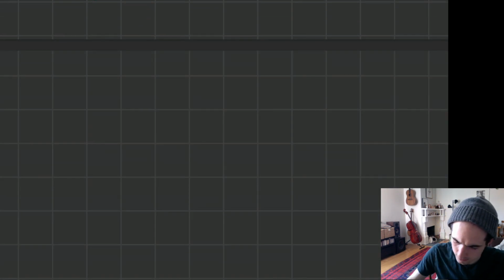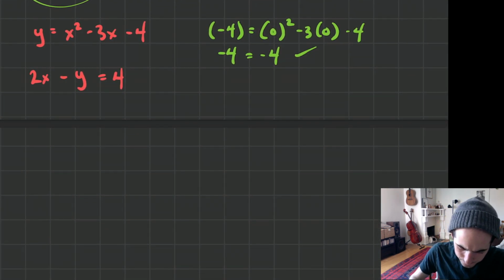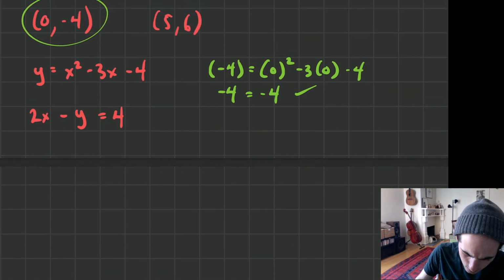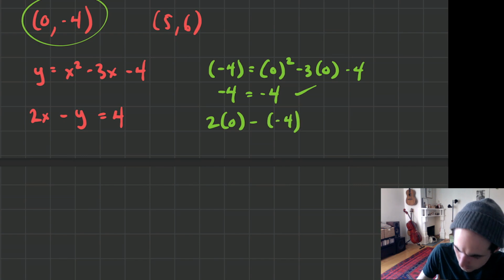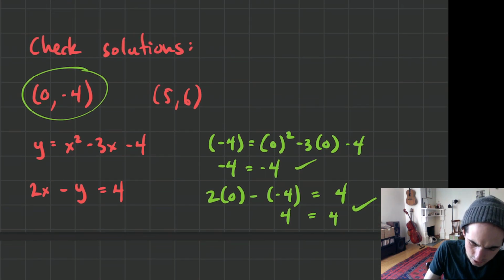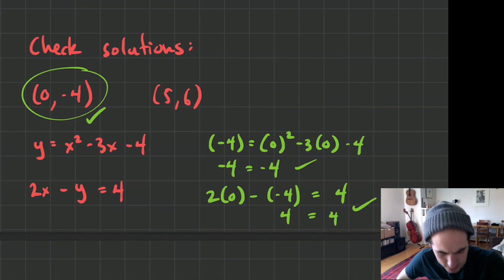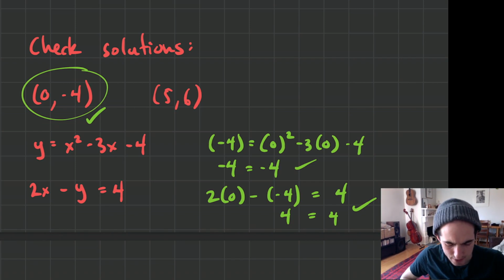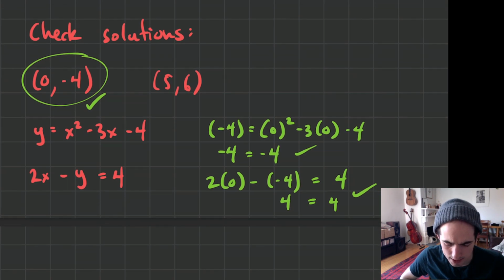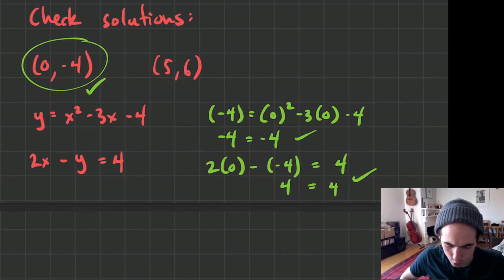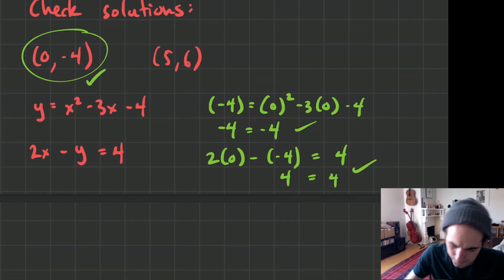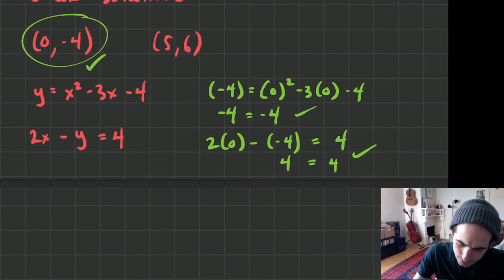Okay, let's try the other one, 2x minus y. It looks like I'm probably going to get cut off here again, so let me zoom out a little bit. Okay, so I've got 2 times 0 minus -4 is equal to 4, or in other words, 4 is equal to 4. Yes, so this solution works in both equations. So we're good. We can accept that this first point, 0, -4, is indeed a solution to both of the equations.